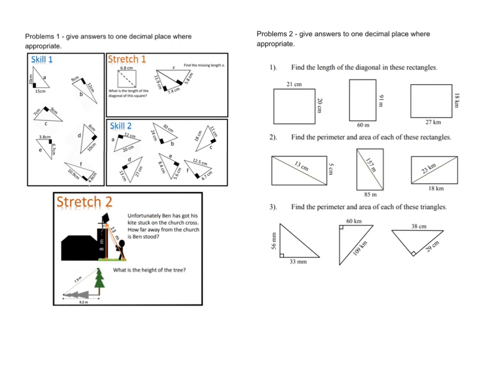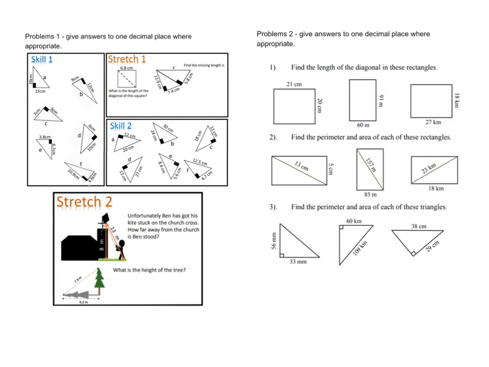So the tasks that you're being asked to do, you will be asked to do 2 of these 4 sets of problems. Problems 1 has 4 little sections in it, and you are just basically practicing your right-angled Pythagoras. So skill 1 and skill 2 are finding missing sides. So you draw a quick sketch and do your working beside it. Stretch 1 and stretch 2 have got some problem solving ones. But again, with these you should be trying to draw a sketch of a right-angled triangle to help you.